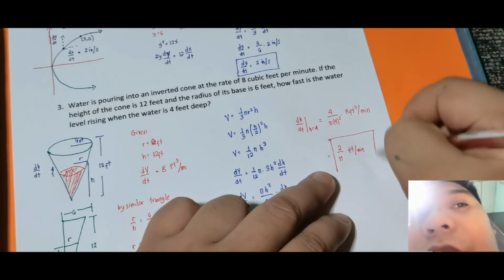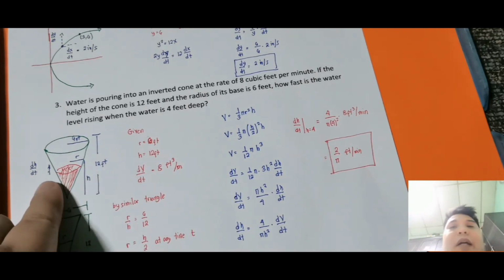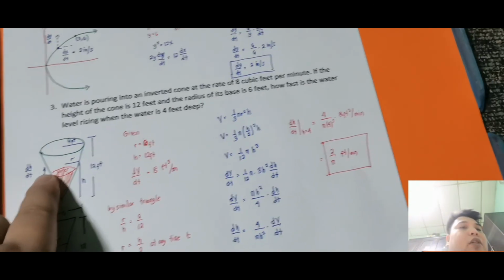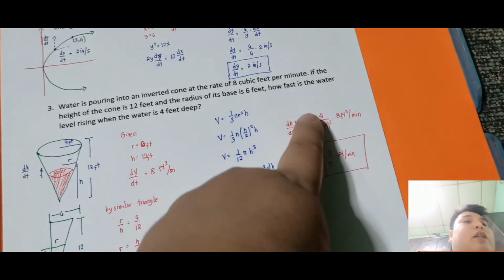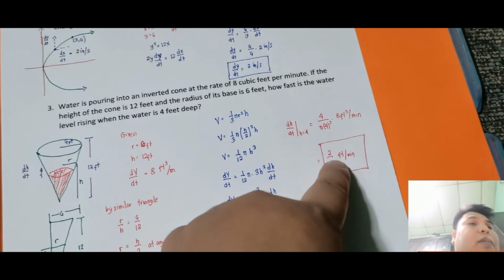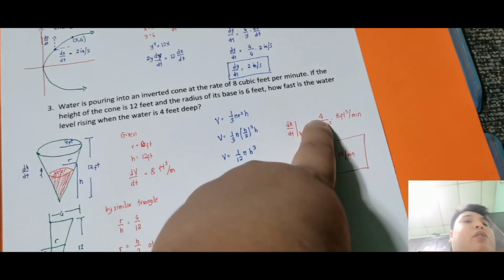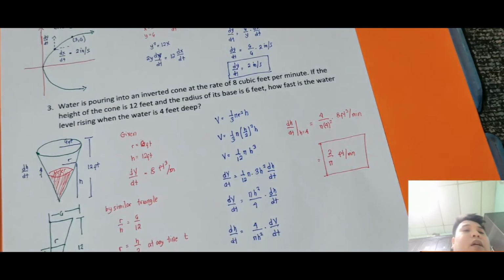Therefore, ito yung kanyang bilis ng pag-rise ng water level natin. Again, paano naging 2 over pi? Kasi 4, tas 4, tas 2. Cancel yung dalawang 4 kasi 4 squared. Then bakit naging feet? Kasi cubic feet over feet squared. Sir, ito pong 4 walang unit? Walang unit yung 4 na yan kasi galing sa formula yan. Na-cancel na siya totally dyan. Okay, so therefore ito yung bilis ng water level rising niya.